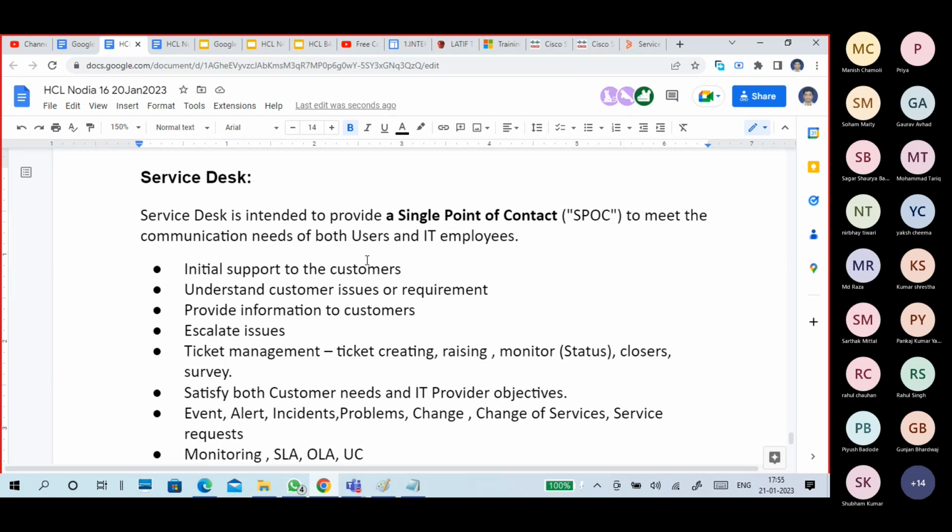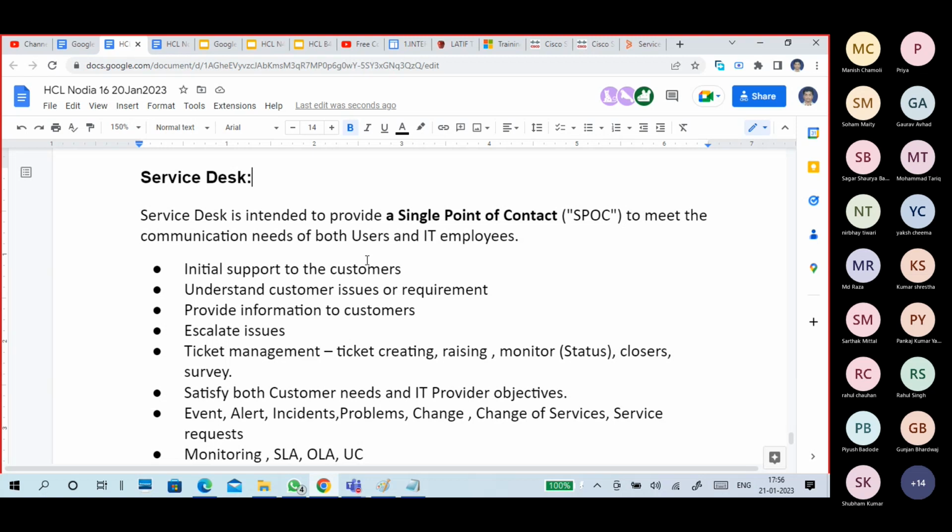Service desks give initial support to customers, understand customer issues or requirements, provide information to customers, escalate issues, and manage tickets: creating a ticket, raising the tickets, escalating the tickets, monitoring the ticket status, closures, and surveys also. This is the service desk part. Satisfy both customer needs and IT's service provider objectives.